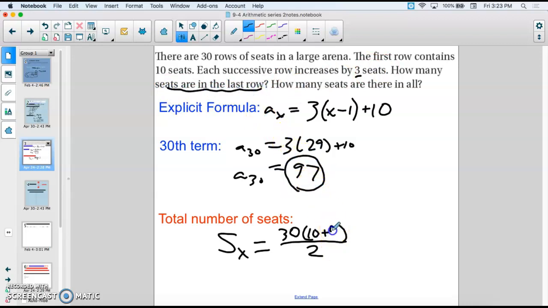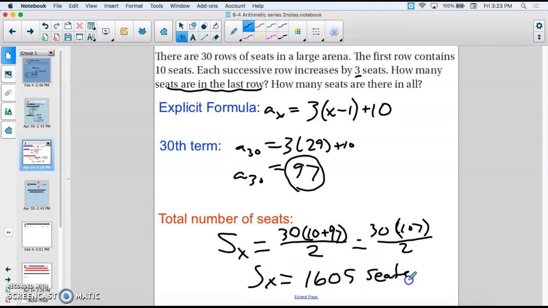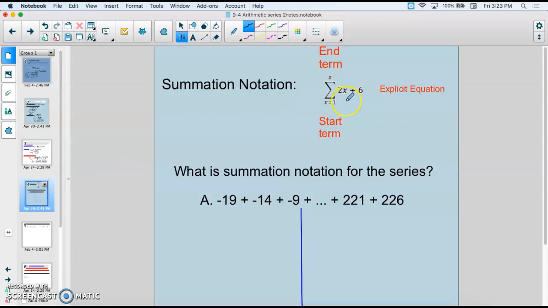Okay, now I know the last number in my sequence, and so I'm going to plug 97 in here, and I solve 30 times 107 divided by 2. So in total, we have 1,605 seats. That's a big arena. I guess not so big if it's an arena, but if it's an auditorium.